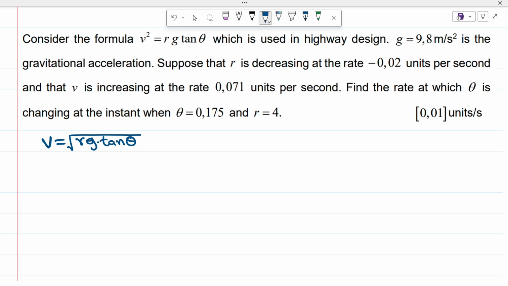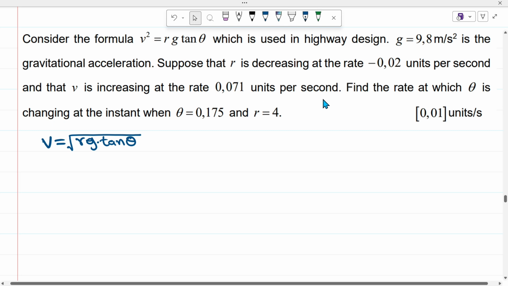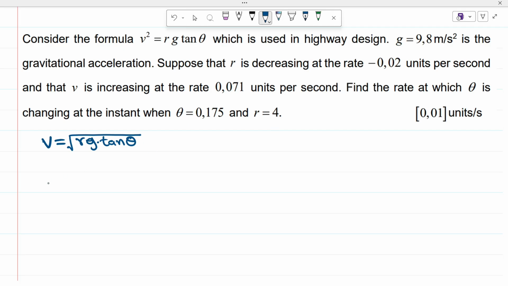Now, like we have discussed, the question said that we should find the rate of change of theta. So the rate at which theta is changing at the instant when theta equals 0.175 and r equals 4. So let's go, guys. Let's first start by differentiating partially with respect to r as well as with respect to theta. So what we are going to get is the following. So let's go.